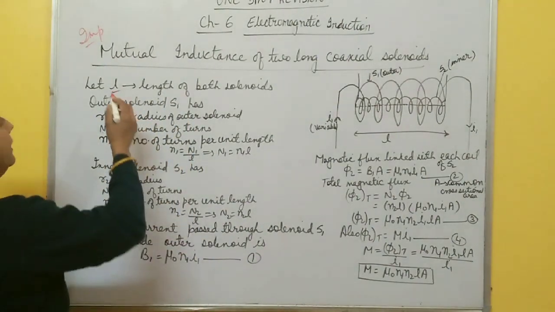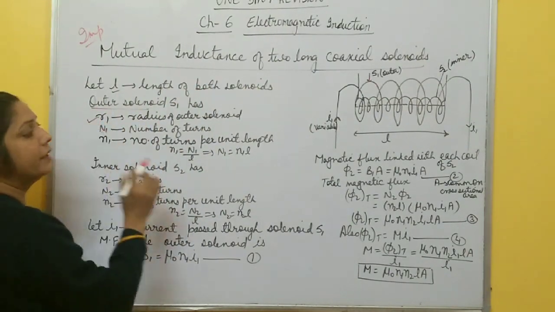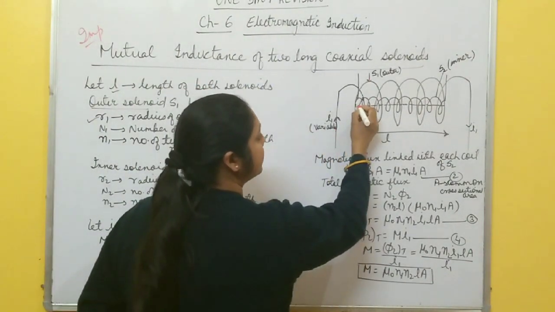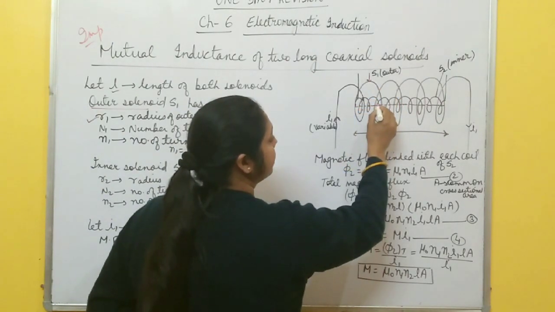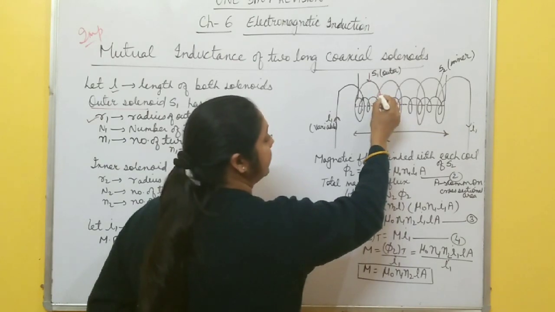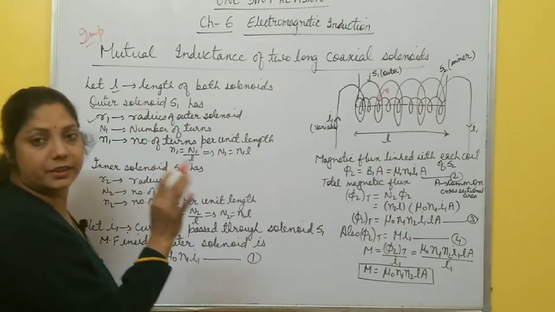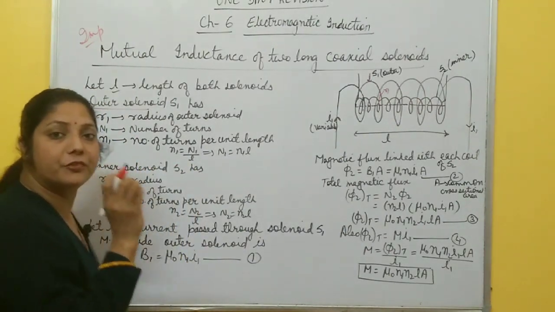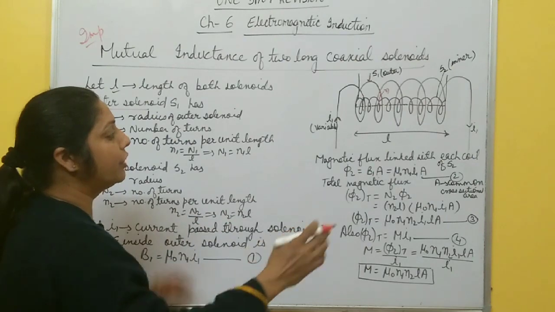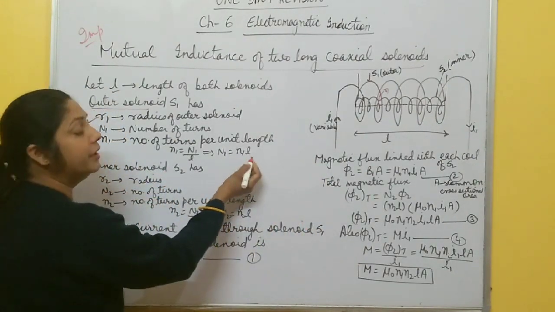For this, let L be the length of each solenoid. For the outer solenoid, R1 is the radius of the outer solenoid. This one is the outer solenoid, right? And from here, R1 is the radius of the outer solenoid. N1 is the total number of turns in the outer solenoid, and small n is the number of turns per unit length. For length L, the total number of turns is how much? N1 into L.